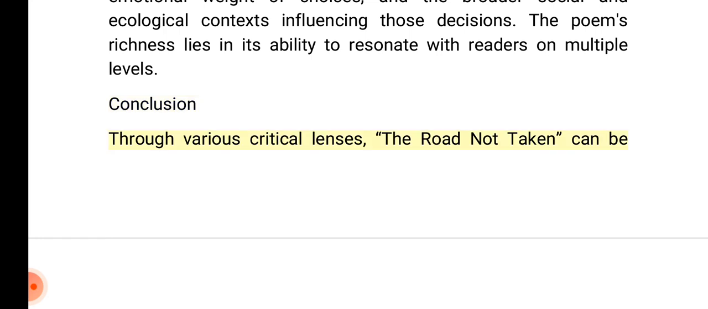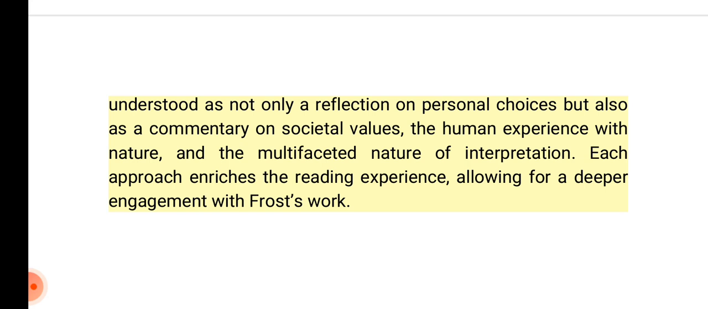Conclusion. Through various critical lenses, The Road Not Taken can be understood as not only a reflection on personal choices but also as a commentary on societal values, the human experience with nature, and the multifaceted nature of interpretation. Each approach enriches the reading experience, allowing for a deeper engagement with Frost's work.